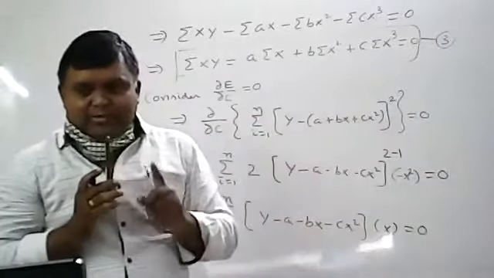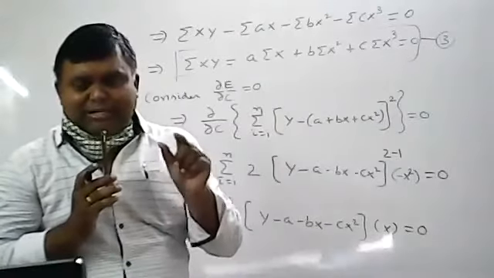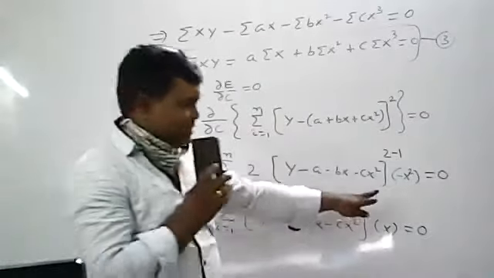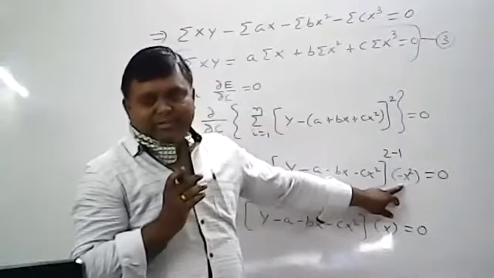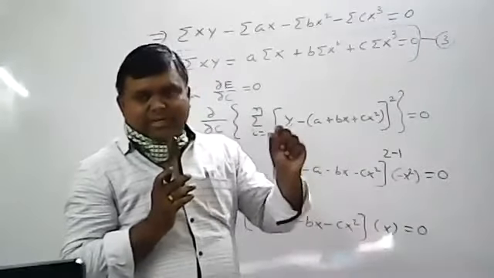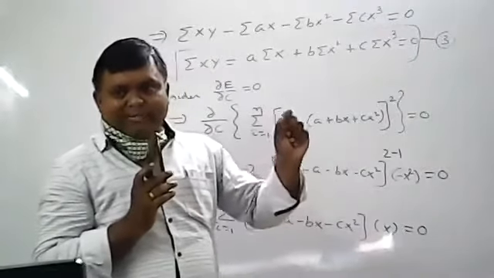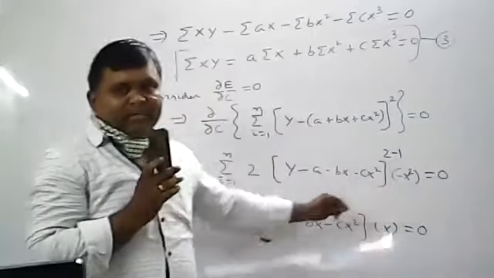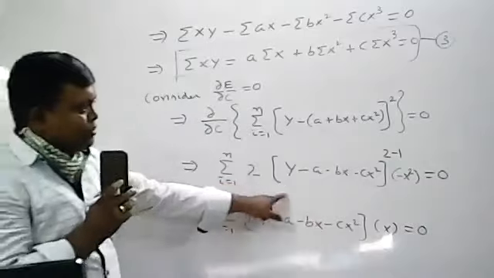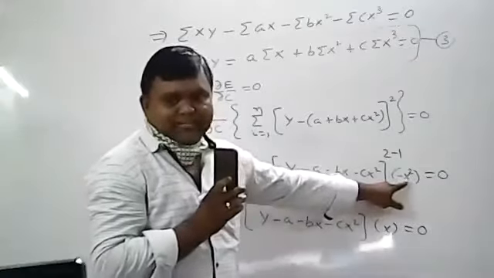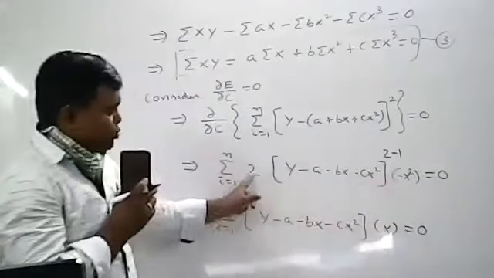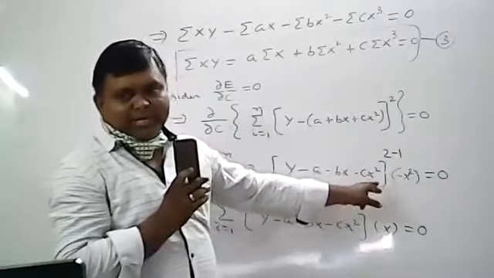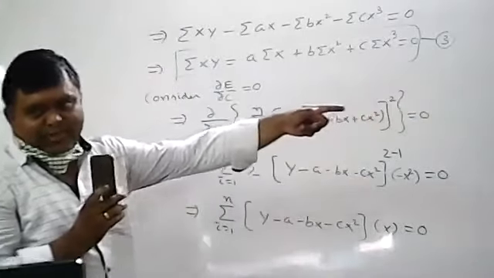With respect to a, minus 1 you will get. With respect to b, minus x you will get. With respect to c, minus x square. That is the only difference. With respect to a means minus 1, with respect to b means minus x, with respect to c means minus x square. That is the only difference. The remaining procedure is the same. 2 into minus x square, minus x square into minus 1 you can write. So that means 2 into minus 1, 2 into minus 1 is minus 2. Send that minus 2 to that side, you will get 0.